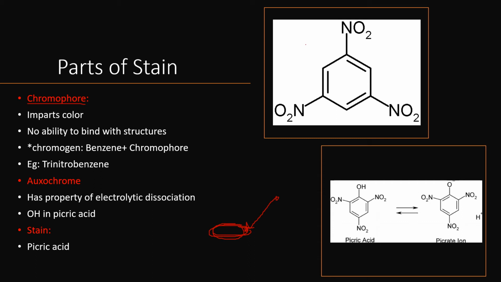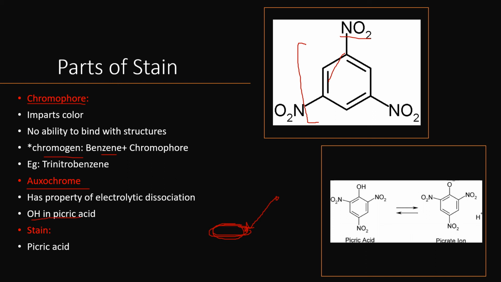Okay, let's see, we have a trinitrobenzene chromophore here. Basically it's a chromogen. Why? Because benzene is connected with a chromophore, so that becomes a chromogen. So benzene with any chromophoric structure becomes a chromogen. So if we use trinitrobenzene to color bacteria, it will not be able to color the bacteria because it has no ability to bind with the structures. And the other one is the auxochrome. It has the property of electrolytic dissociation, or we can say it has the property to bind with the structures.